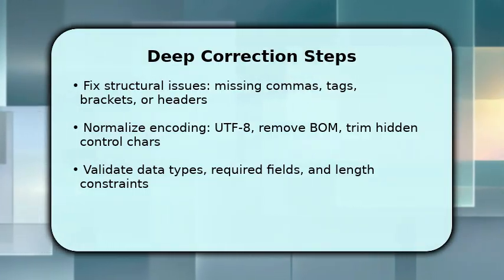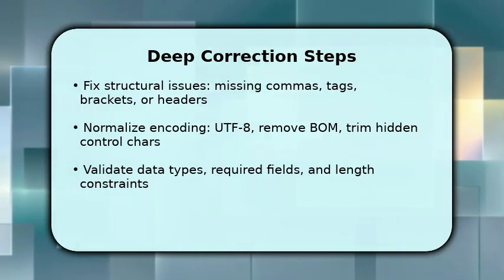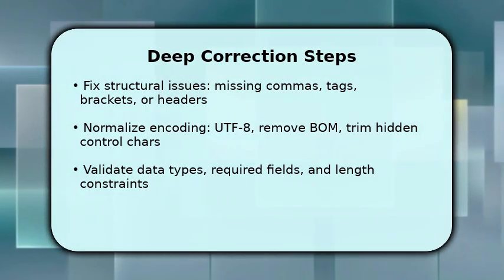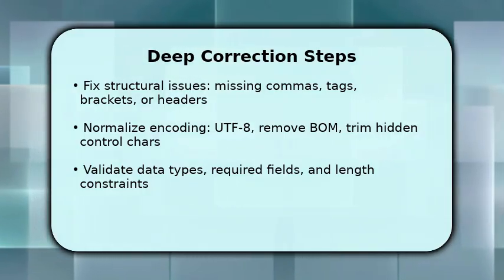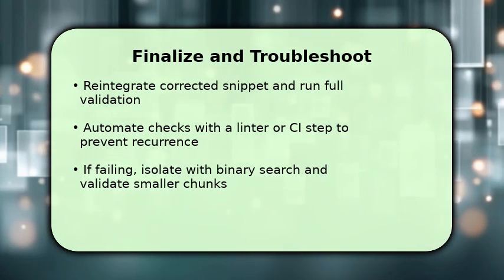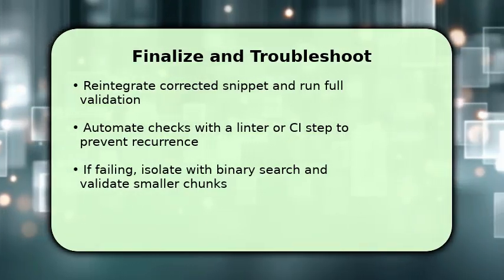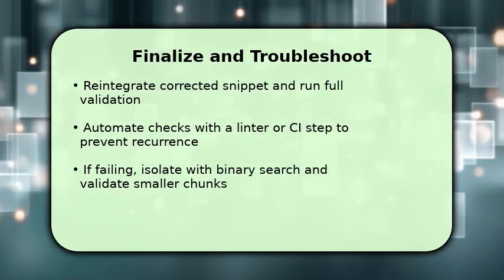Then check field types and lengths against the schema, converting strings to numbers or trimming excess characters. Repeat validation after each change so you catch regressions quickly. Finish by reinserting the corrected snippet into the full file and run the complete validator. If it passes, run a linter or add this check to CI so future files fail fast. Make sure to preserve backups and document the exact fix in a short comment or change log.